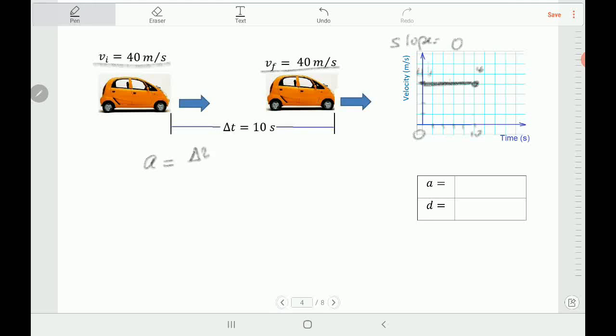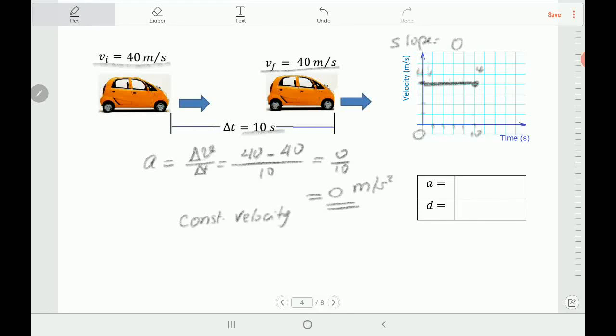The acceleration is equal to the change of the velocity over the time. What's the change of the velocity? The final, 40, minus the initial velocity, which is also 40, divided by the time 10, equals 0 over 10. 0 divided by any number is equal to 0 meters per second squared. So the acceleration is equal to 0. What does acceleration equal to 0 mean? It means that the speed is constant, it is not speeding up, it's not slowing down. We say that this car is driving with constant velocity.